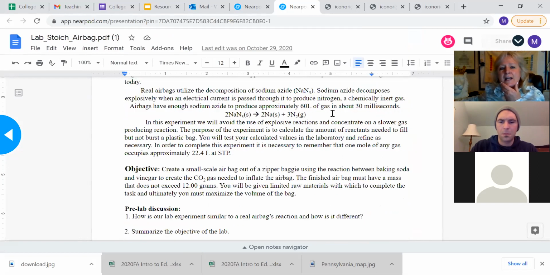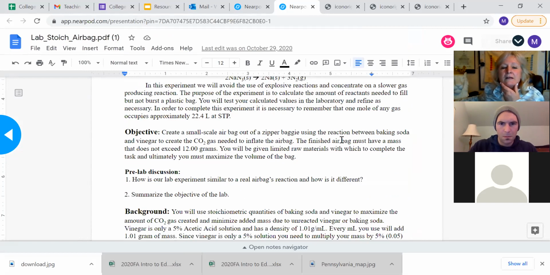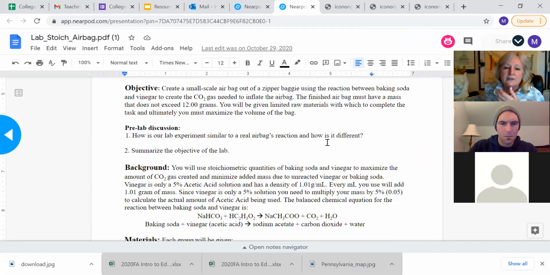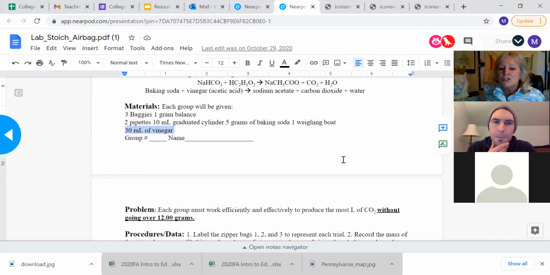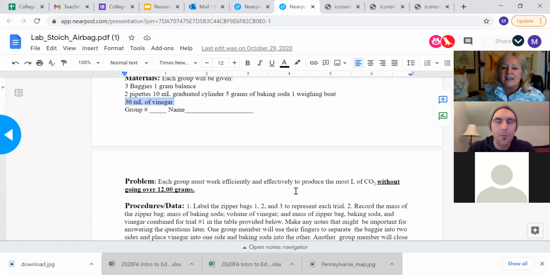So here's the reaction that they went over in the video. And I tell my students we're just going to do a simulation of it. And the challenge is this. I give them 5 grams of baking soda and I give them 30 milliliters of vinegar. And so the challenge then is that they have to produce the most amount of carbon dioxide without going over 12 grams, including the zipper bag.